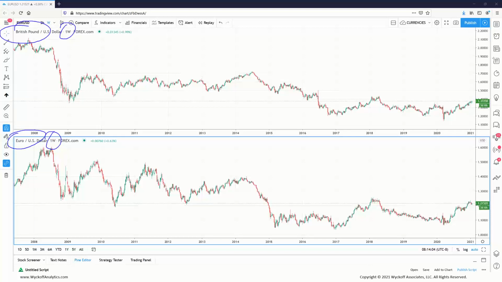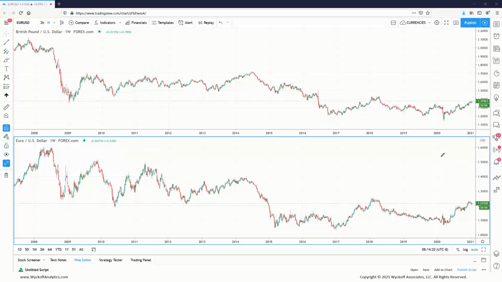So, Franz, let me ask you this question right off the bat. What do you think the bias is for the pound and the euro based on what we see here?